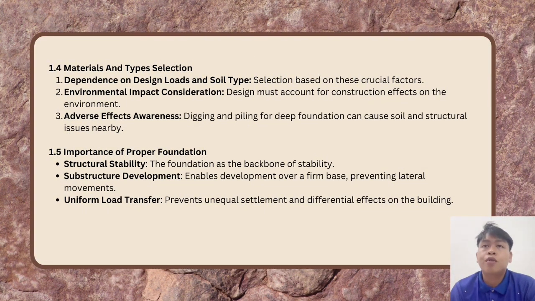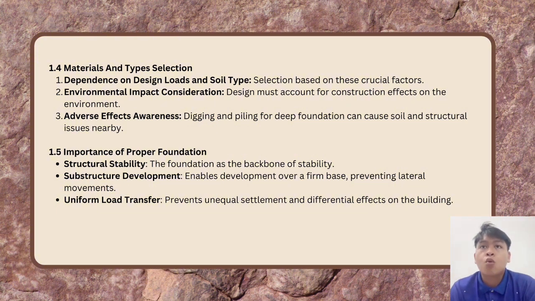So I will explain 1.4 material and type selections. There are 3 of them. The first one is dependence on design loads and soil types. This selection is based on these structural factors. For number 2, environmental impact consideration. Design must account for construction effects on the environment. The last one, adverse effect awareness. Digging and piling for deep foundation can cause soil and structural issues nearby.